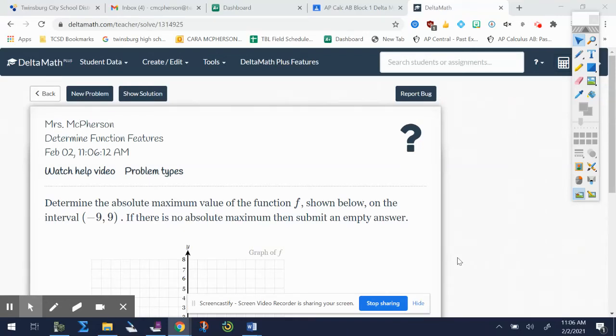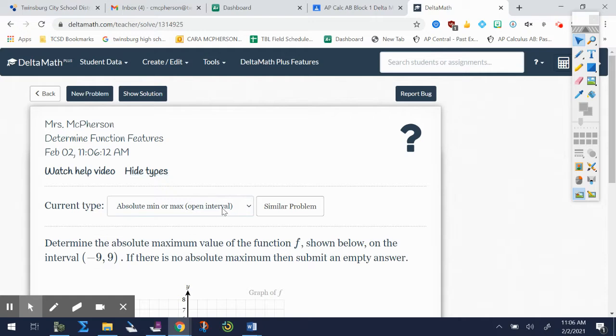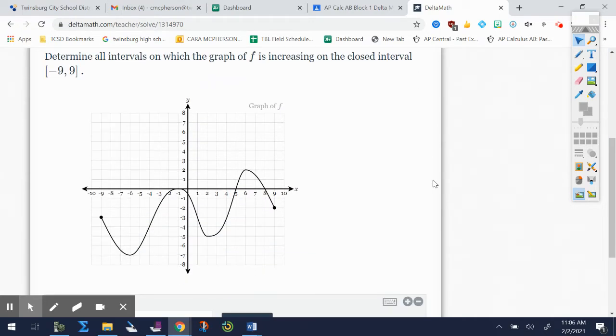So, the beginning of chapter 3, section 3, really does a lot with starting to analyze curves and starting to look at derivatives and original equations. So, I want to start by just explaining something on Delta Math here. You're going to have problems where it's going to ask you to look at a particular function and determine the intervals in which it's either increasing or decreasing.